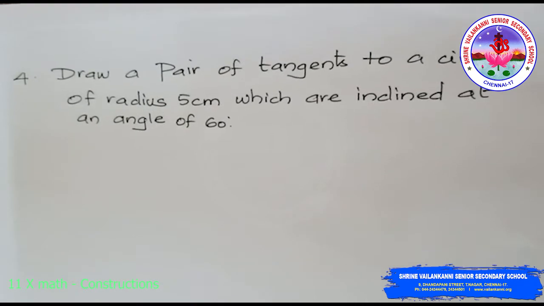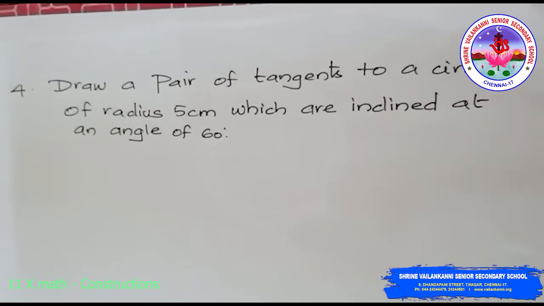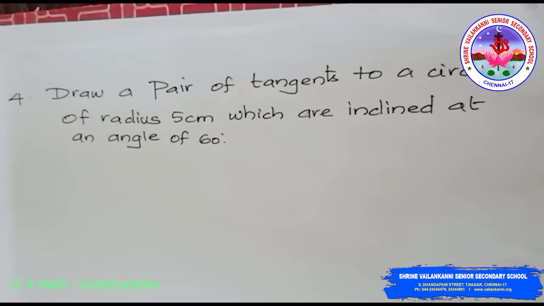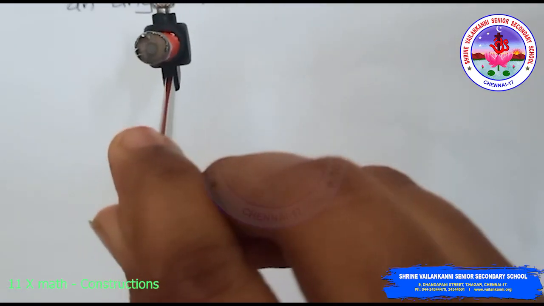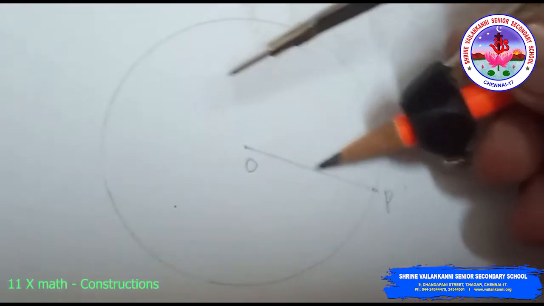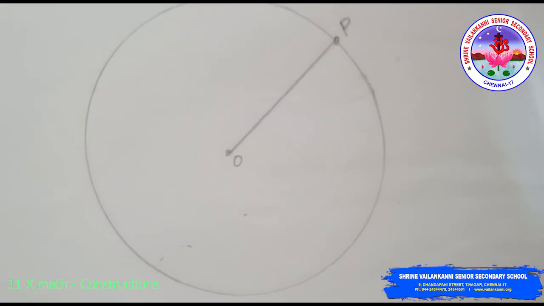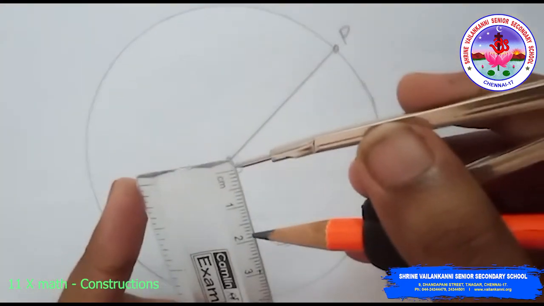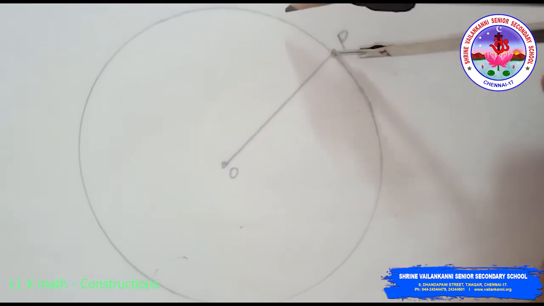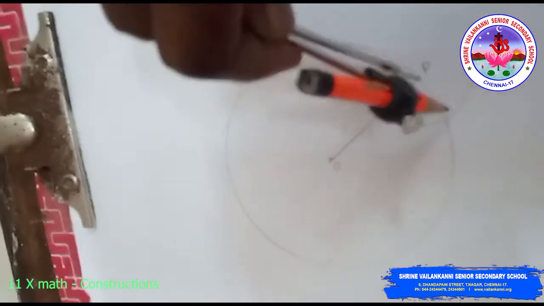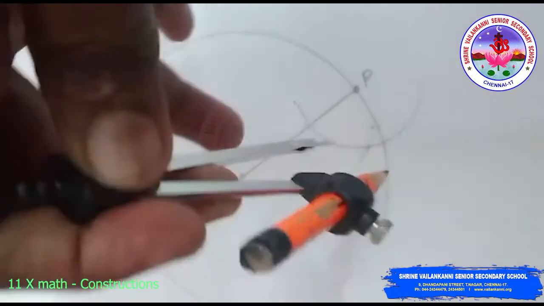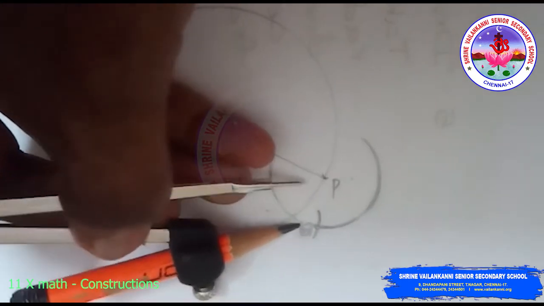Fourth problem: draw a pair of tangents to a circle of radius 5 cm where the tangents are inclined at an angle of 60 degrees. To draw a circle of radius 5 cm now with center O. Draw the radius OP. So taking a measure of 2 cm in the compass, keeping my compass needle at P, I am going to give a reverse arc. Now I am going to keep my compass needle here. I am going to give an arc. Name this point as Q.